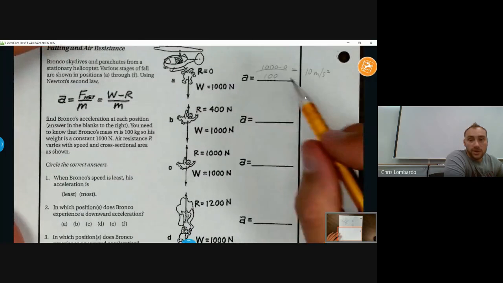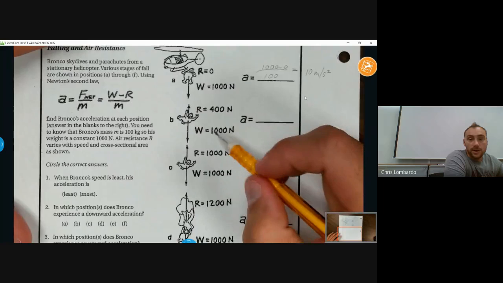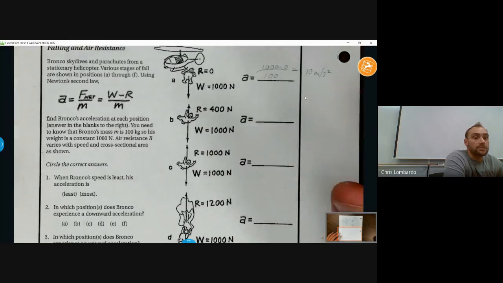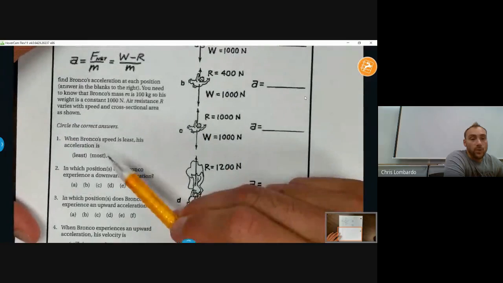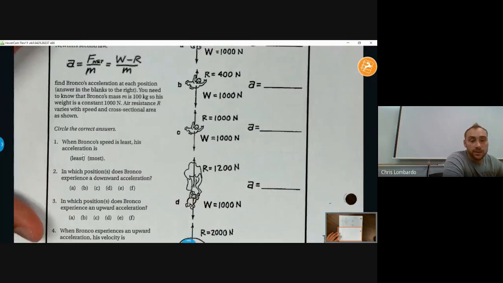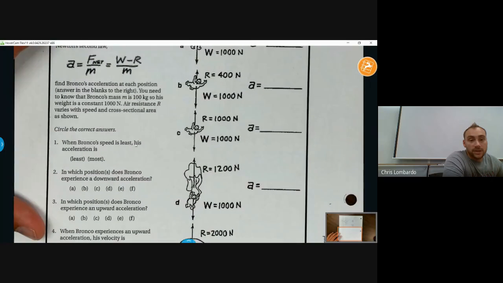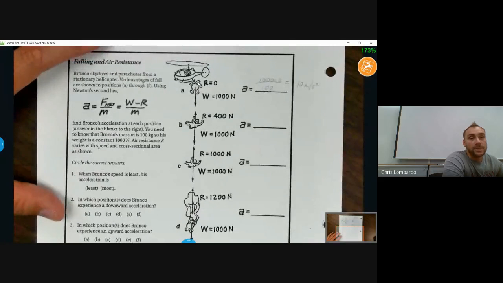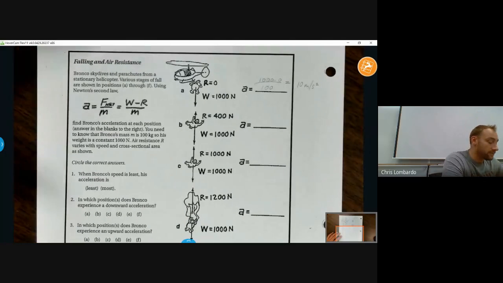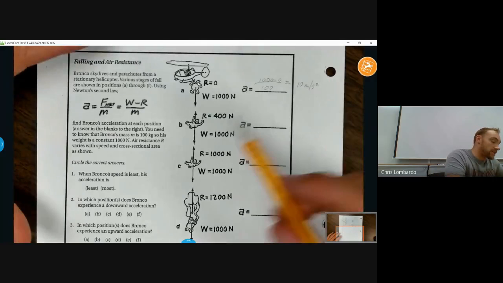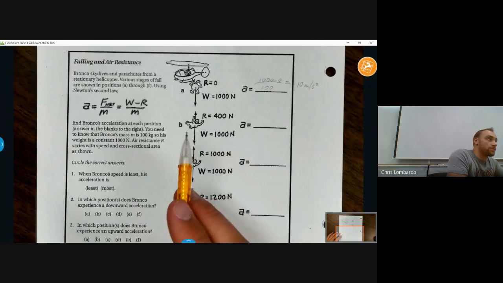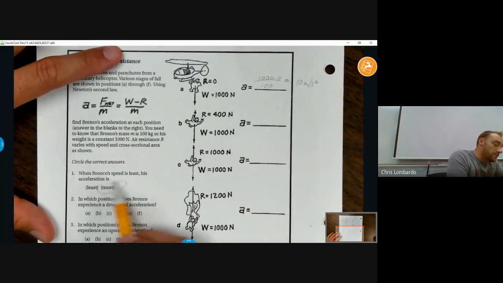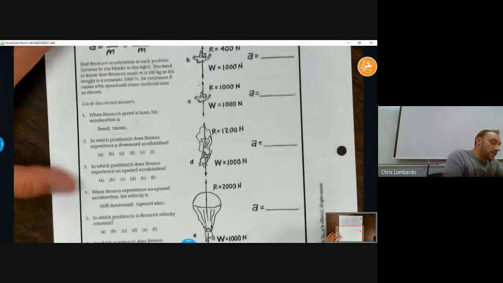You're basically going to just show that for all of those. It's very, very simple. You're just repeating the process. Now it would be 1,000 minus 400. Eventually, you will get a negative. That's okay. Then you have to figure out where his speed is the least. Where his speed is the least would be at the very top, because he's just stepping out of the helicopter. And you'll figure out, is his acceleration the least or is it the most? You'll be able to figure that out with your numbers. I'll tell you right now, it's going to be the most there.